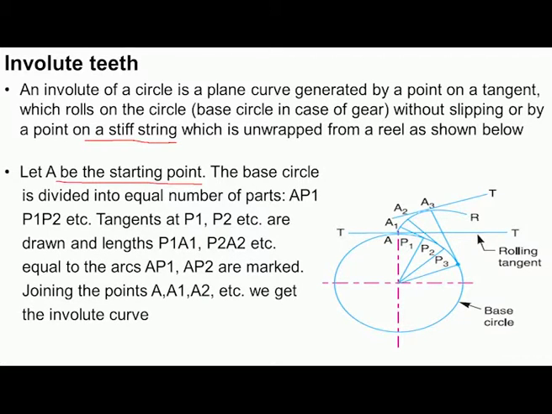That is, tangents at P1, P2 etcetera are drawn, and lengths P1A1, P2A2 etcetera equal to the arcs AP1, AP2 etcetera are marked. Then by joining the points A, A1, A2, A3 etcetera, we get the involute curve. So, this is the involute curve.